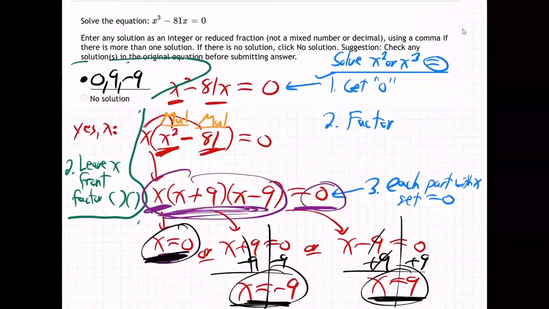So again, what did we do? Step number 1, whenever you have X squared or X cubed with an equal sign, you've got to get a 0. We already had that. Step 2, you factor. Remember, factoring is, step 1, take out what's in common with one parenthesis. Then leave the X in the front and factor the parentheses from there. Multiply it. We got the two parentheses, X plus 9, X minus 9.